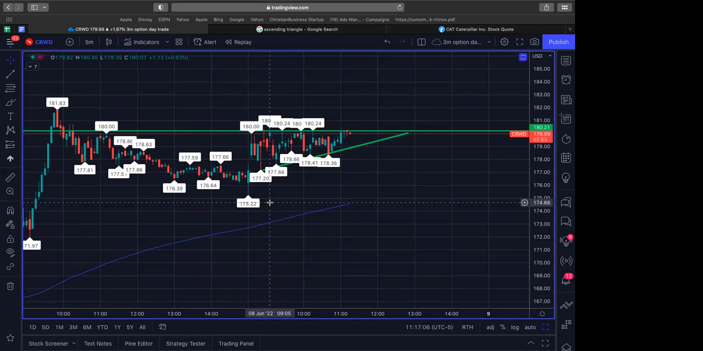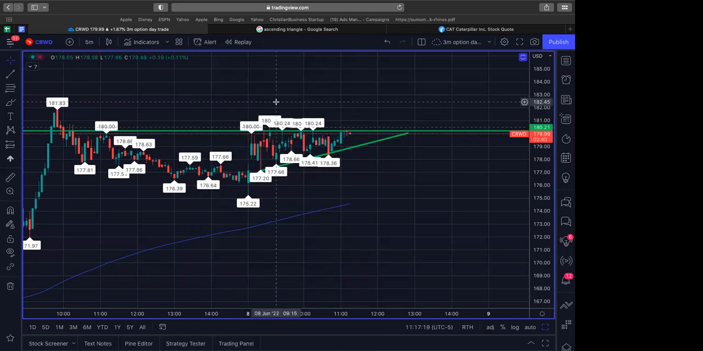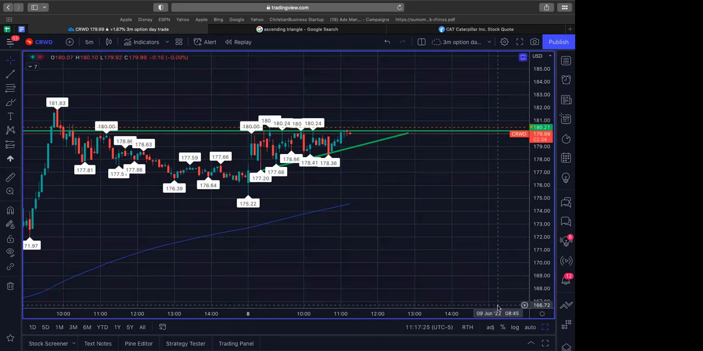Gotcha. Yeah, I see this. 184. And Crowd was moving kind of like a meme stock at 1.2. Same for Snow.